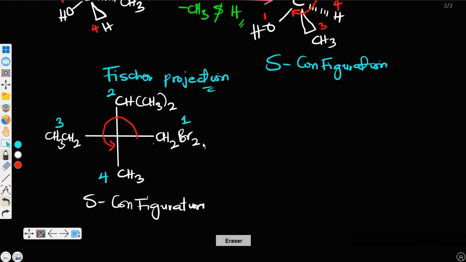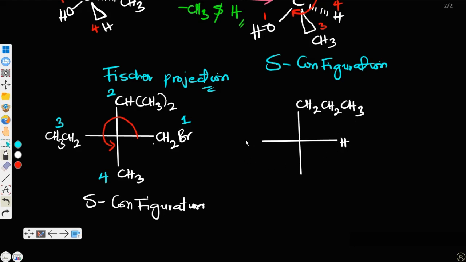So let's see another one. Let's say you are given something like this. I will ask what configuration is that? Which is CH2, CH2, CH3. And then you have hydrogen. And then you have OH. And then you have CH2OH. Now, what configuration do you think this one is?